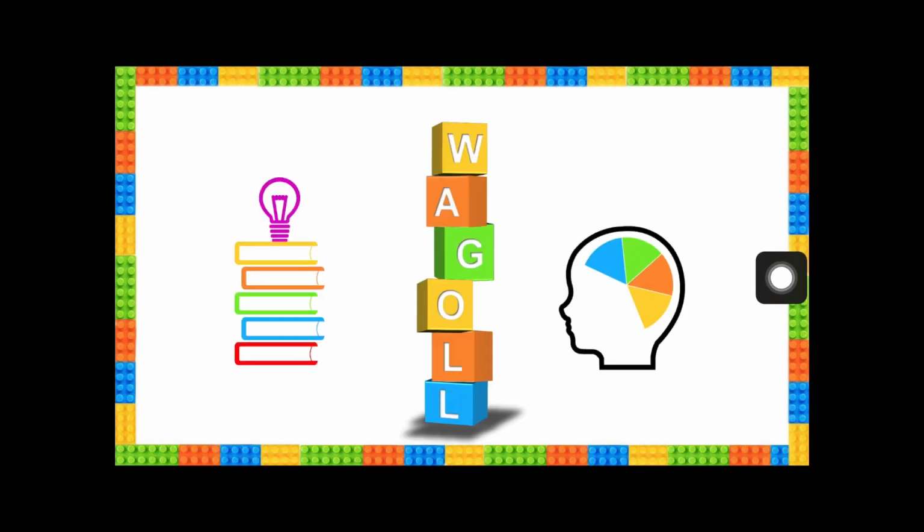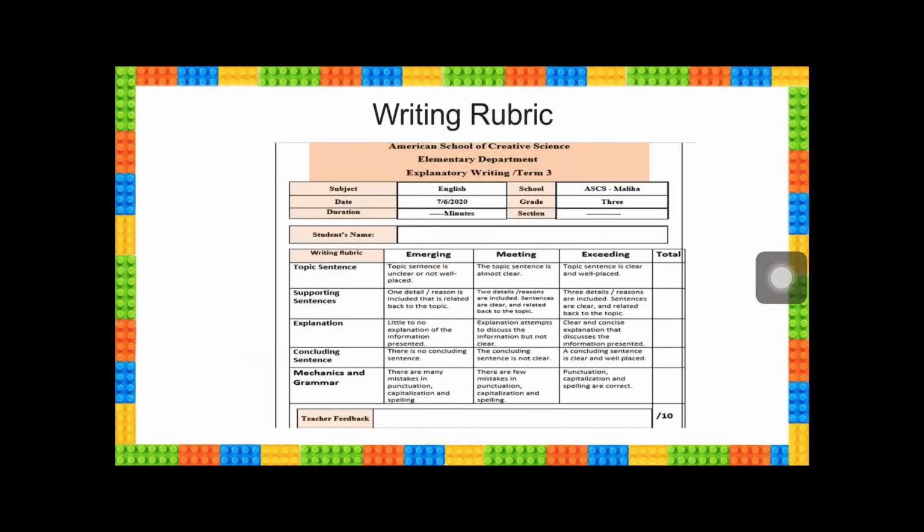All right, and here is your rubric to figure out what a good one looks like. Remember, you need to make sure that you have a clear topic sentence. You need to make sure you have 3 details and reasons. You need to make sure your sentences are clear and related back to the topic. You need to also make sure your explanation is clear and it's about the information that you presented.